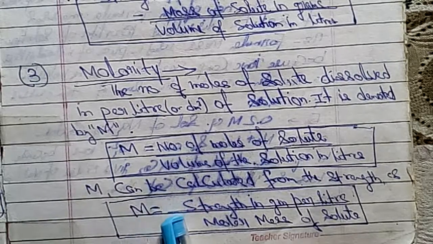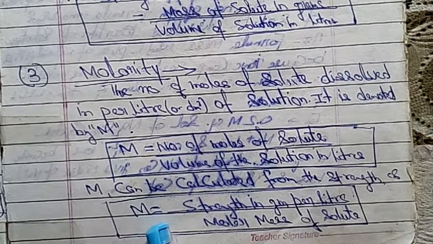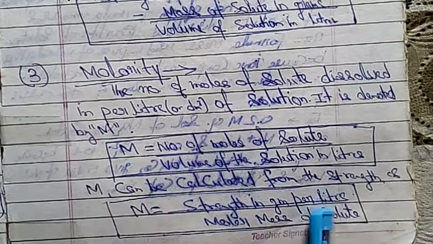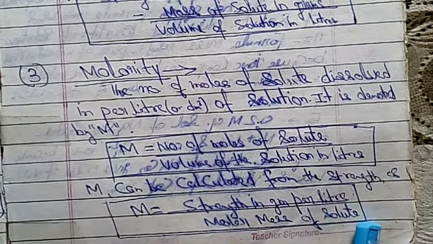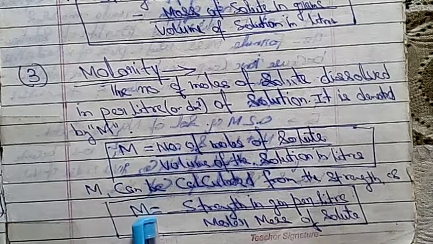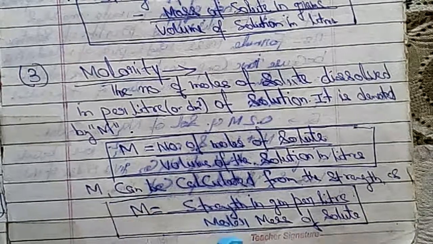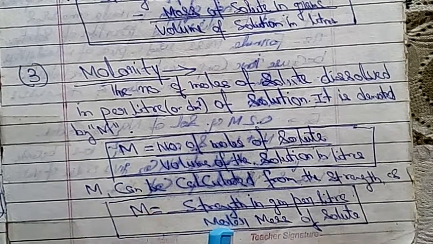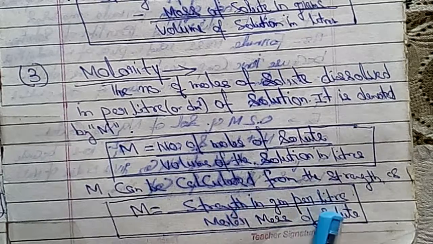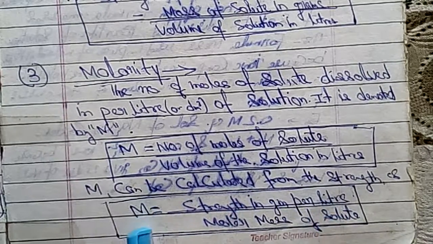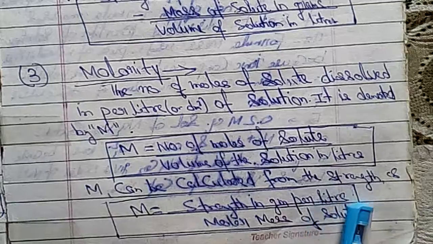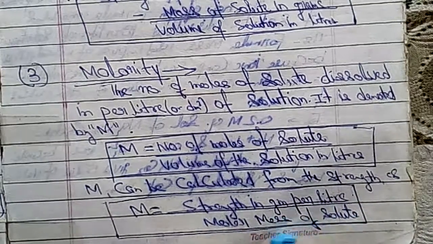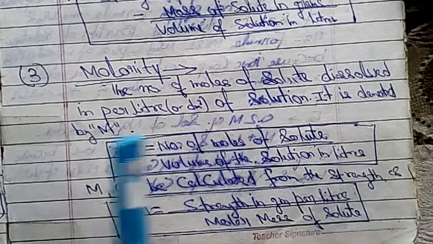Strength can be calculated from molarity also. So how will we get the strength? Molarity M equals strength in gram per liter divided by molar mass of solute. With the help of molarity, we multiply the molarity with molar mass, and we get the strength in gram per liter. Or molarity is equal to strength in gram per liter divided by molecular mass or molar mass of solute.